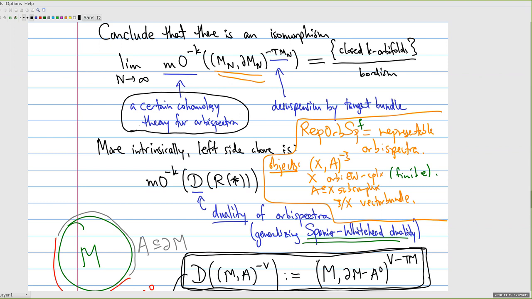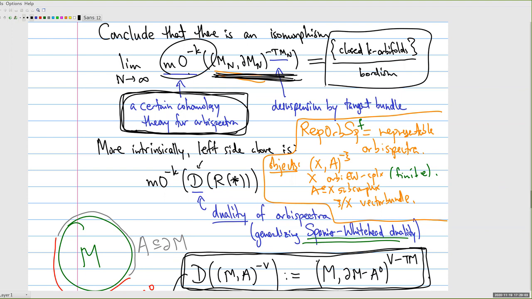And what such an object gives you is a way to define cohomology theories, the cohomology of any orbifold or orbispace. And that's what this is. So Stefan Schwede defines some of these global Thom spectra. One of them has this name. And if you apply that to the sequence of orbifolds, or really rather their dual, see this is the dual of MN, then you could close to orbifolds modulo bordism.